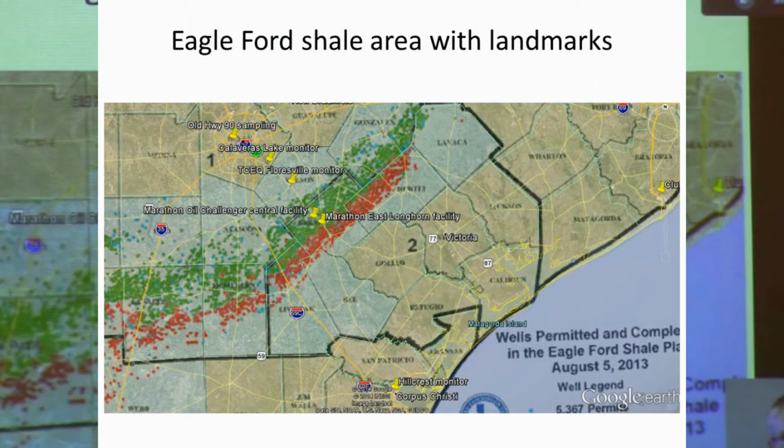Let me orient you to some of the places that we got data from. Old Highway 90 sampler in the upper left. Calaveras Lake Monitor, won't go into that aside from mentioning it. Floresville. Two sites that are managed by Marathon. The Clute site by the coast, and a Hillcrest monitor in Corpus Christi. We've also used one other monitor in Corpus Christi.